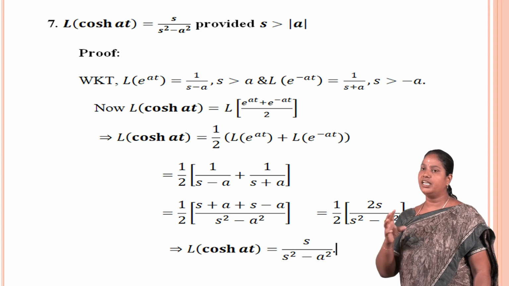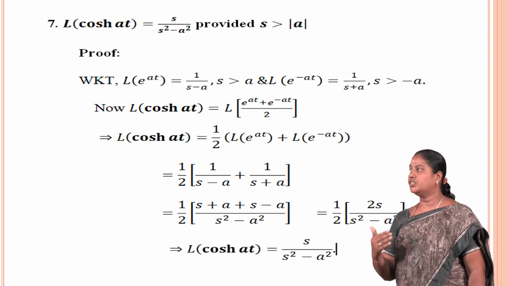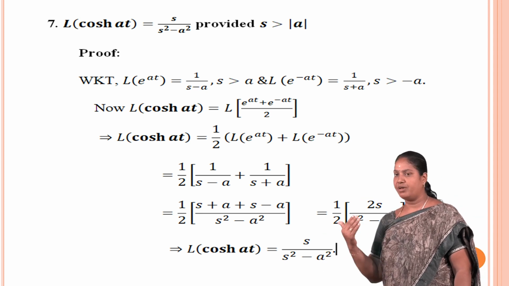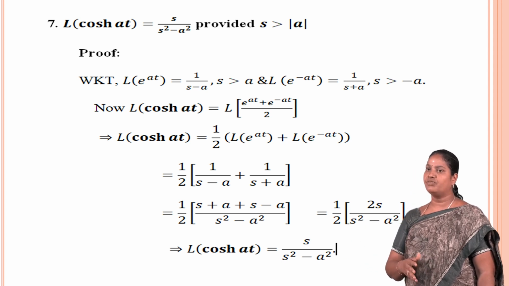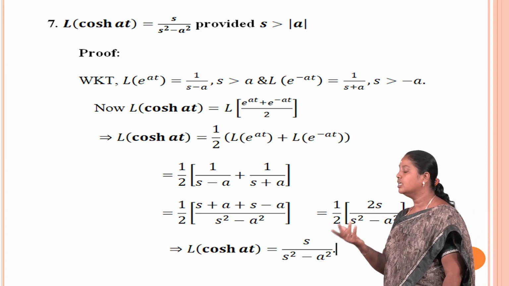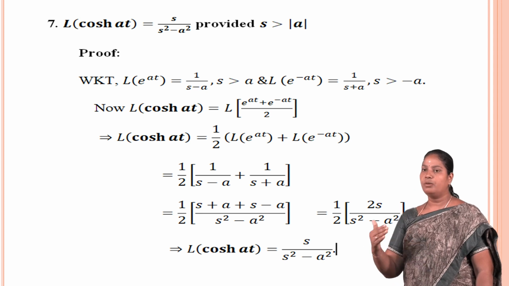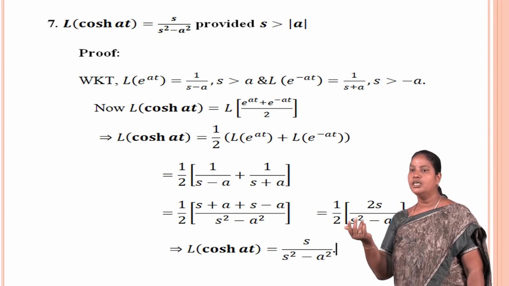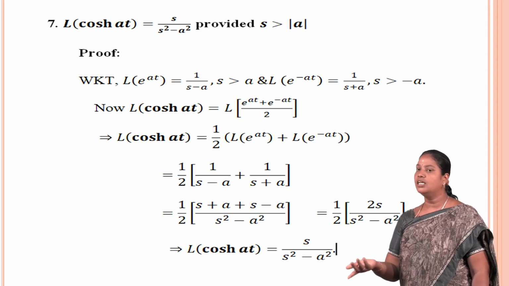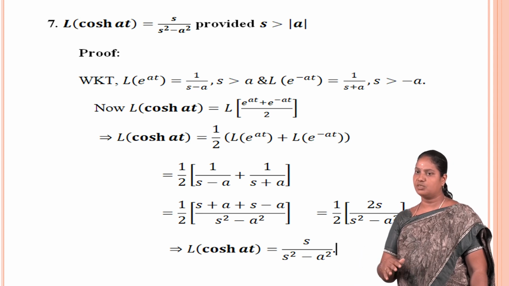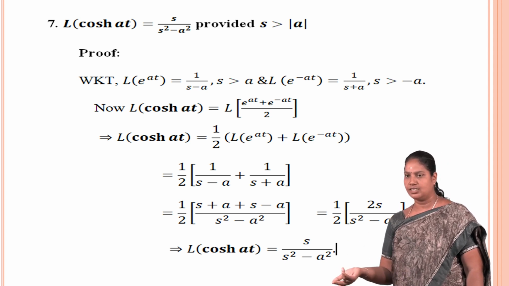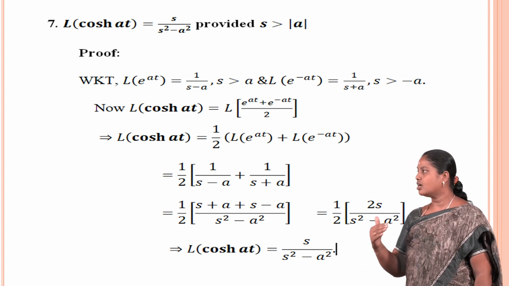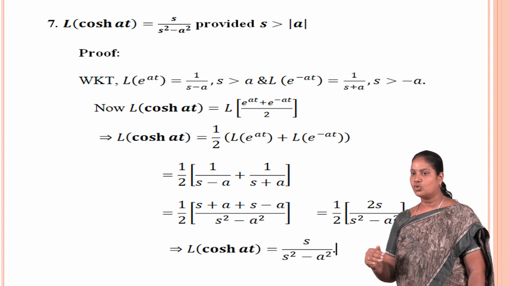So again apply the linear property of Laplace transform. L of cosh at is nothing but 1 by 2 times L of e power at plus L of e power minus at. So again if you apply the formula for L of e power at and L of e power minus at, this is nothing but 1 by 2 times 1 by s minus a plus 1 by s plus a. If we cross multiply, we will observe that the numerator will become 2 times s, because the a only will get cancelled. The denominator again uses the same formula, s minus a times s plus a becomes s squared minus a squared. Here also the condition is s should be greater than modulus a. So L of cosh at is nothing but s divided by s squared minus a squared.